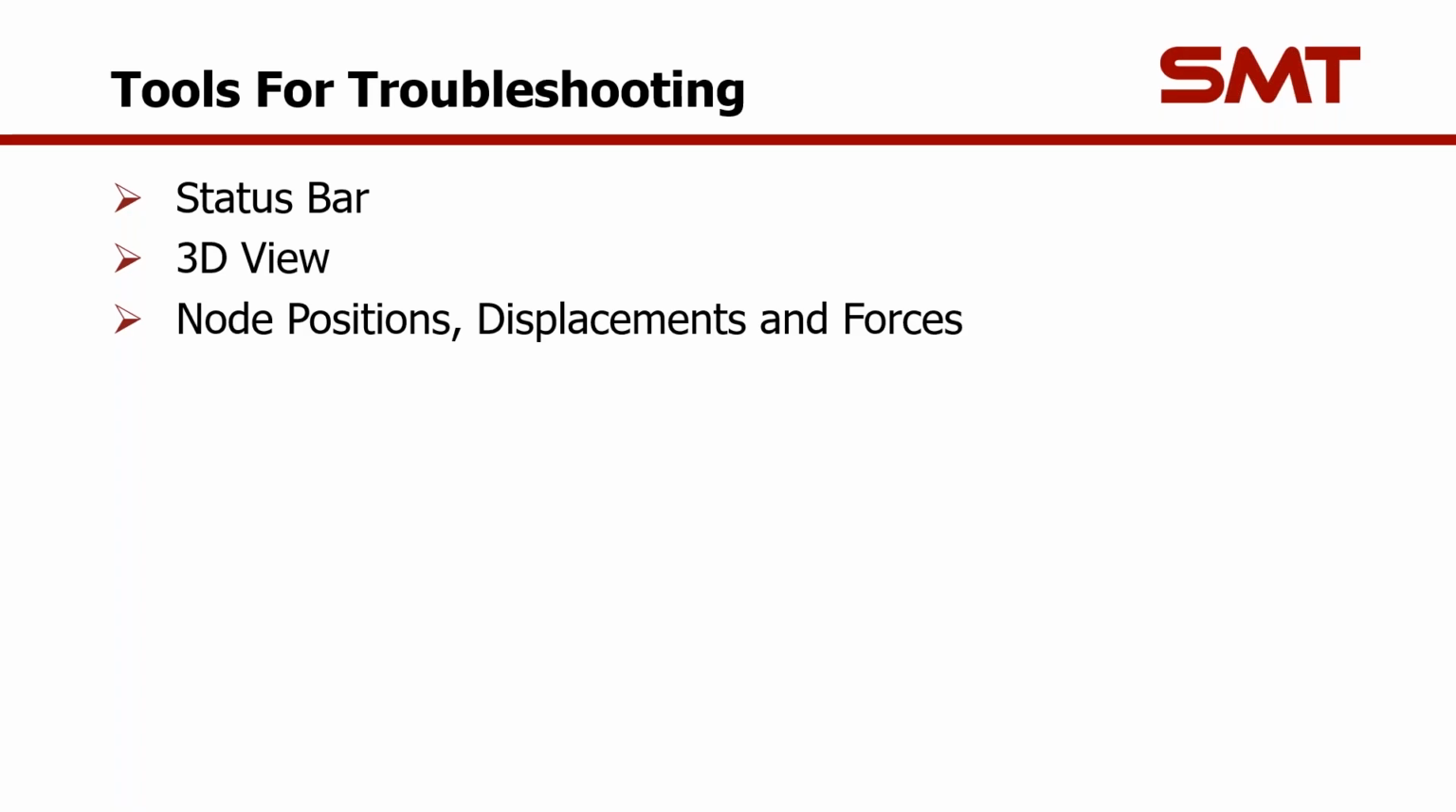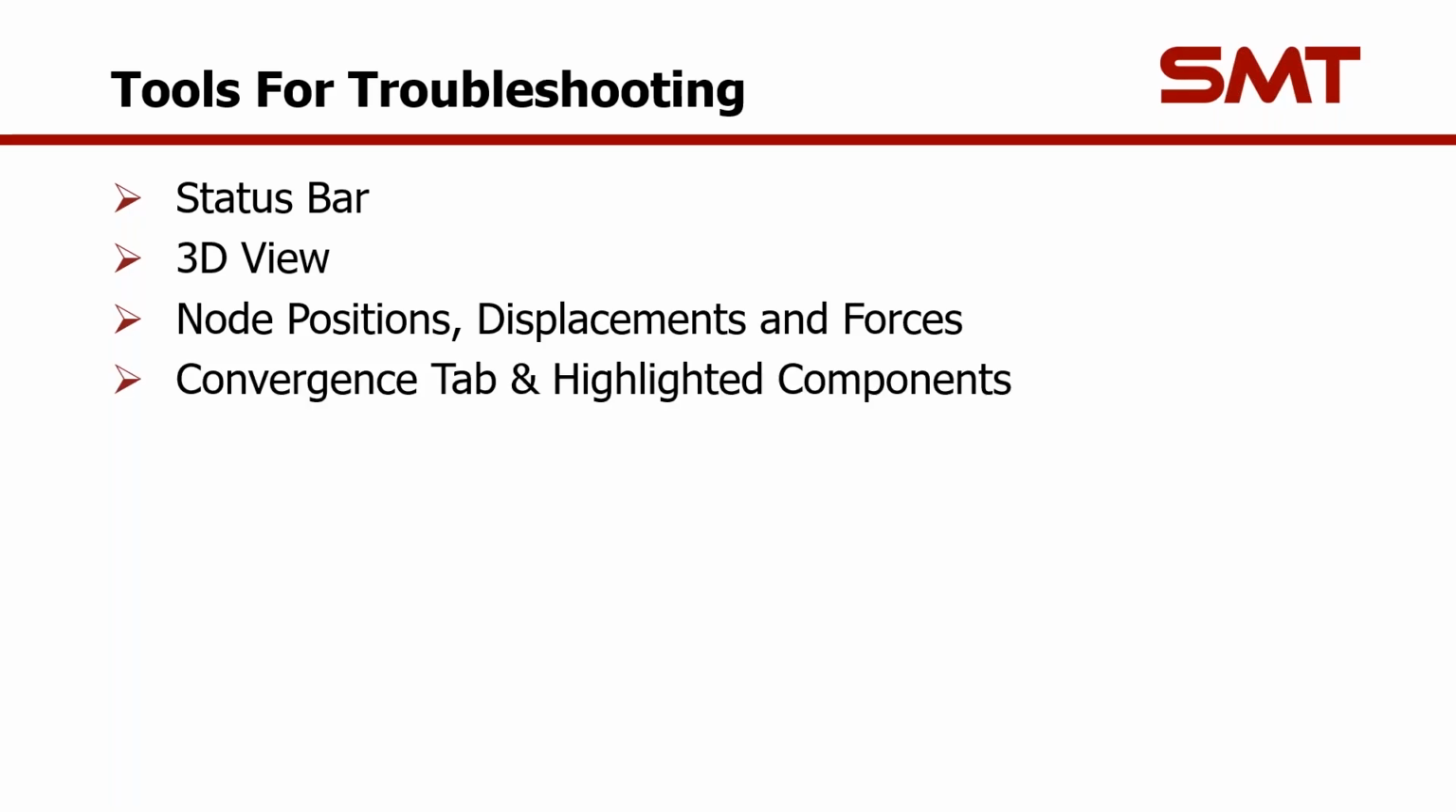In each report, we also have the node positions, displacements, and forces tables. Now, these can also give you a valuable insight as to forces and displacements that may be unexpected in the model, being able to narrow the problem down to a certain area of your model. The convergence tab and the highlighted components. This is a nice useful tool if your error message at the bottom of the screen is model has not converged. We can have a look into that in a little bit.